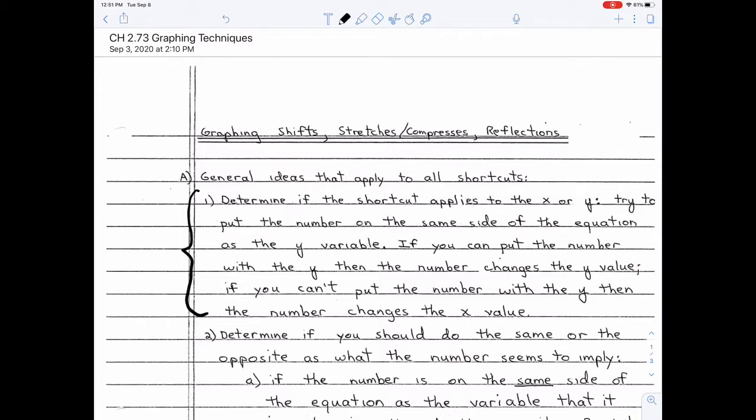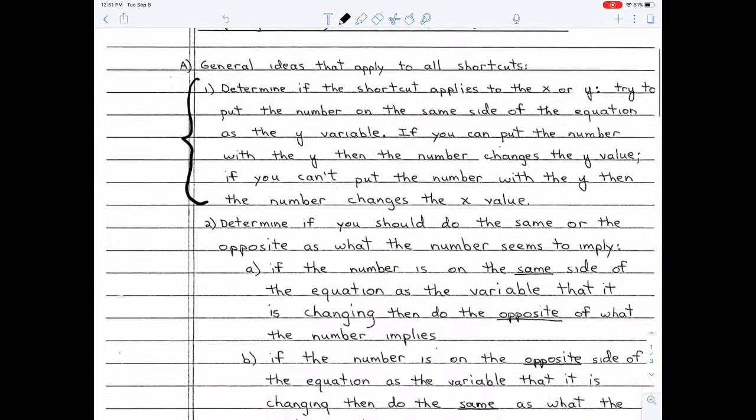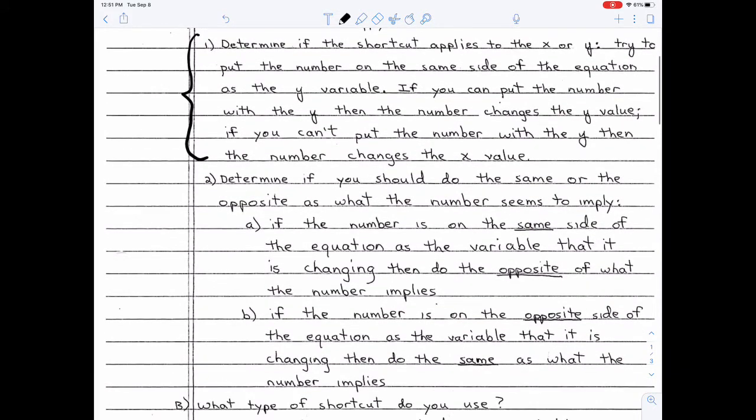I'm not actually going to move anything. With the shifts, I sometimes moved it and sometimes didn't. I'm not going to move anything here because, especially with the stretches and compressions, if you start moving the numbers around, they can get very, very confusing. So that's the same thing as before. Next thing is the same thing as before.